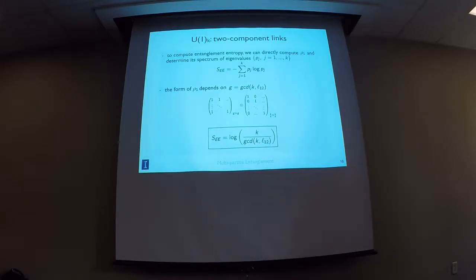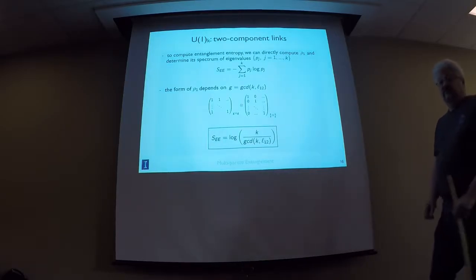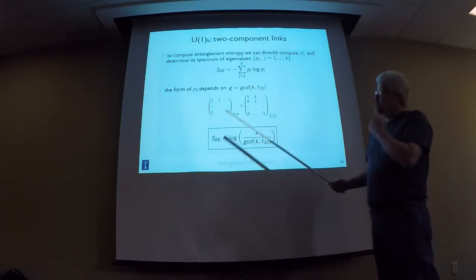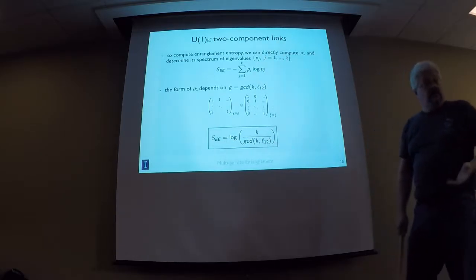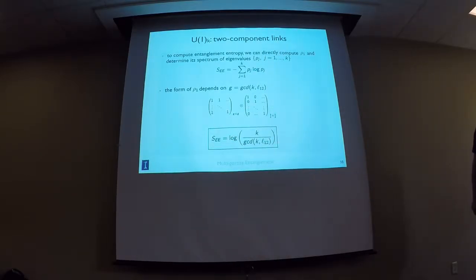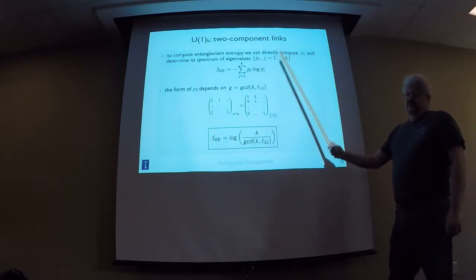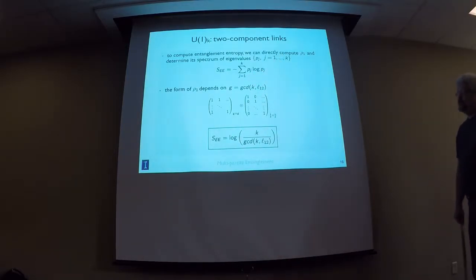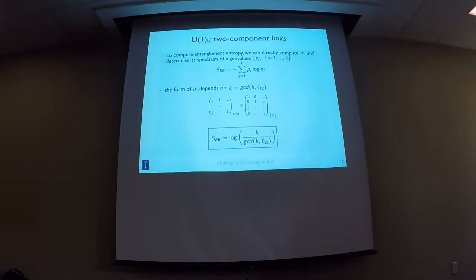Okay, so what would I do? That's my density matrix. I just told you all of the components of that matrix. To get the entanglement entropy, the simplest thing to do is to just diagonalize it, find all the eigenvalues, and compute the sum of p log p.